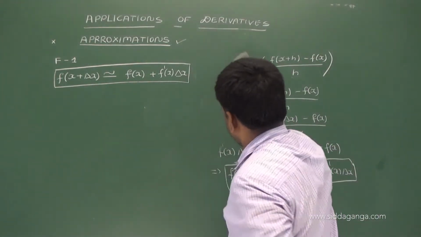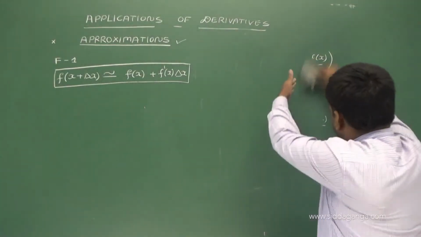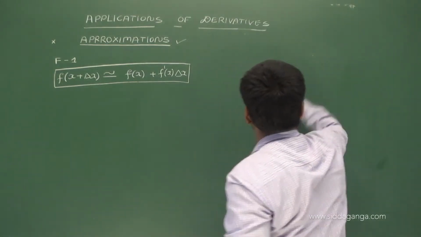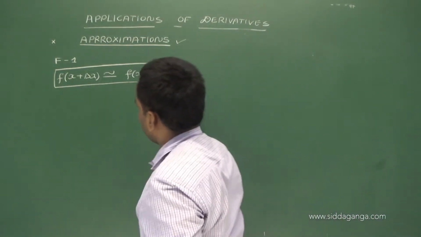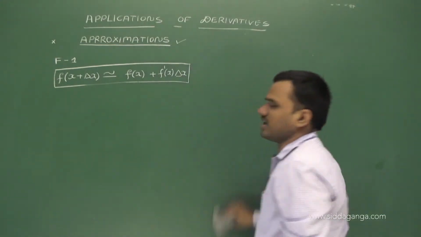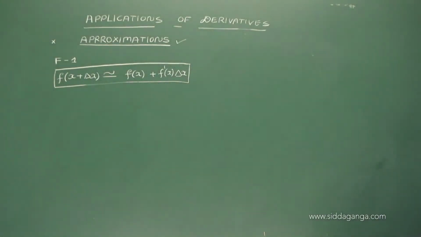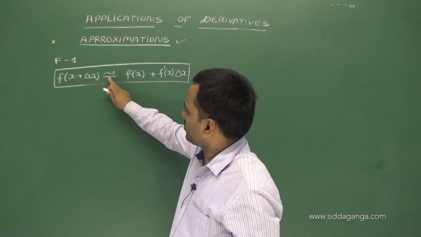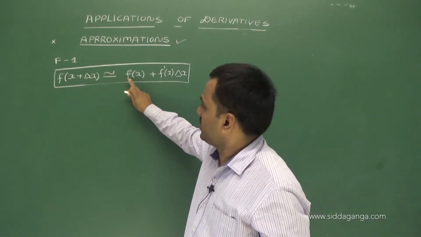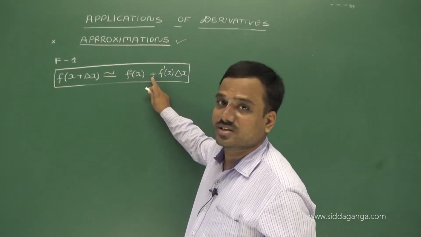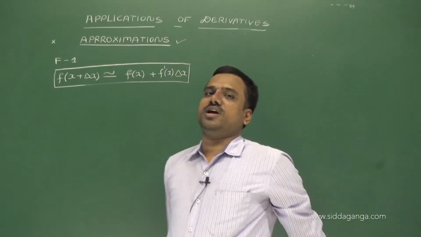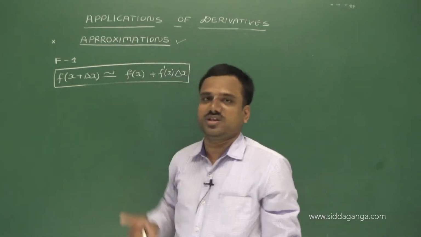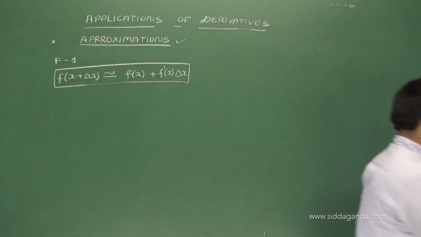That is enough, but that's why I proved how we got it. Formula 1 is f of x plus delta x approximately equal to f of x plus f dash of x into delta x. We solve the problems by using this formula. So take down the problems.